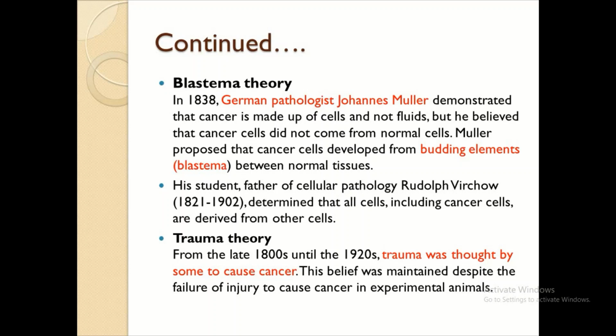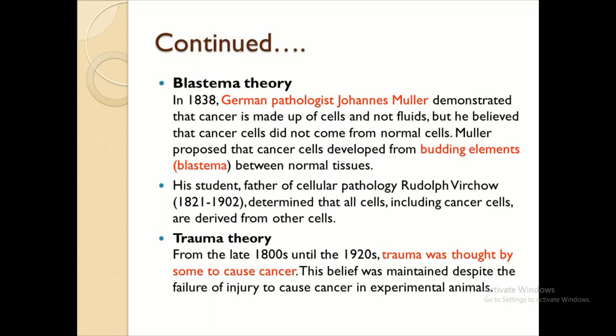Müller also proposed that cancer cells developed from budding elements called blastema. Blastema means in between the normal tissues, so he believed that cancer arose in between the normal tissues. His student, the father of cellular pathology, Rudolf Virchow, who lived from 1821 to 1902, determined that all cells, including cancer cells, are derived from other cells. This was in continuation of the Blastema theory.